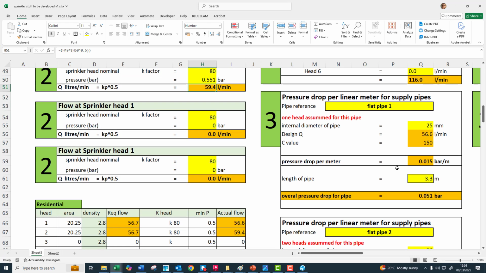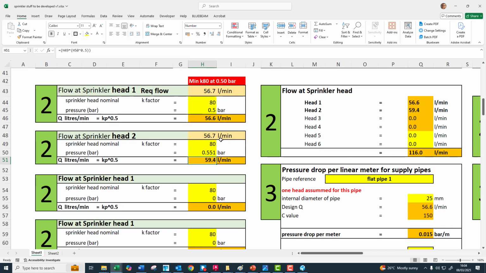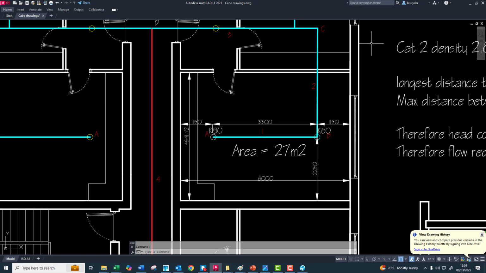Now, the second pipe, if we now look, we've got 56.6 going through the first head. We've got 59.4 going through the second head. That gives us a combined 116. So if we go back onto the AutoCAD, there's 56 going through there or so, and then through this pipe here, there is 116 or whatever it was. So now we've got to figure out the pressure drop on pipe 2.